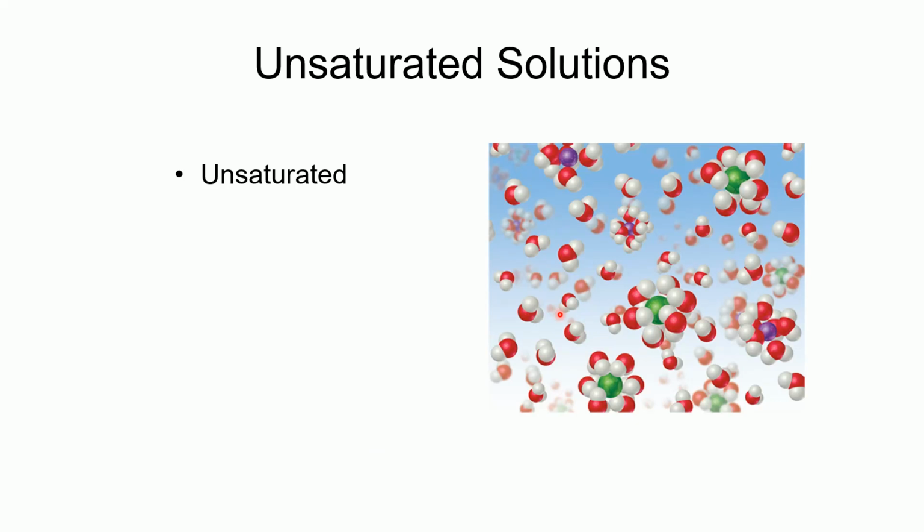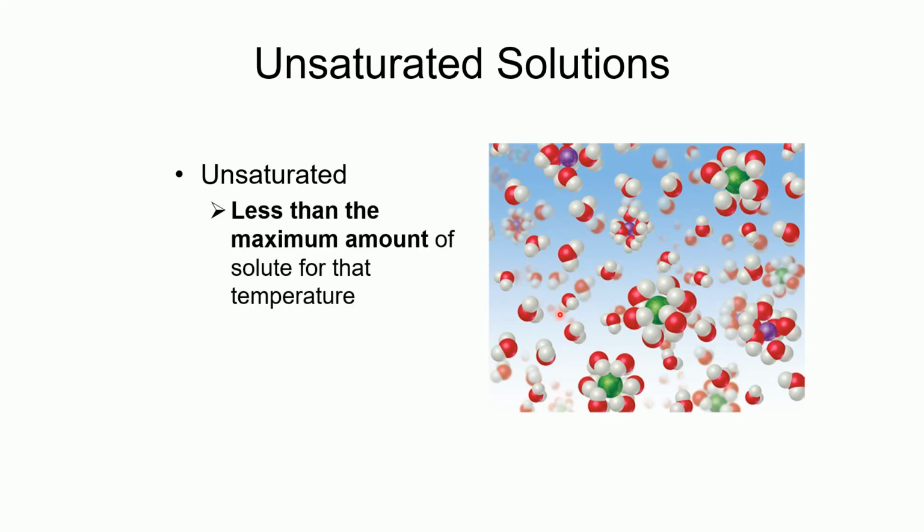For an unsaturated solution, the key characteristic is that there is no solid left over. We have less than the maximum amount. Once it reaches equilibrium, we could still get some more solid to dissolve. And so we won't see any solid in an unsaturated solution. If we do, that means it's not at equilibrium yet.